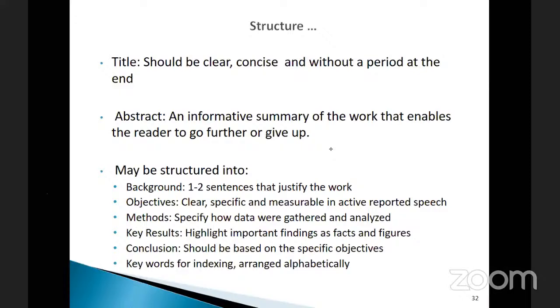Then some journals may want keywords, which are used for indexing. Again, keywords are arranged alphabetically. Once you pick the keywords, you have to arrange them alphabetically. The reason is, if somebody wants to search for this article, what can the person type in to be able to locate your article or your study?